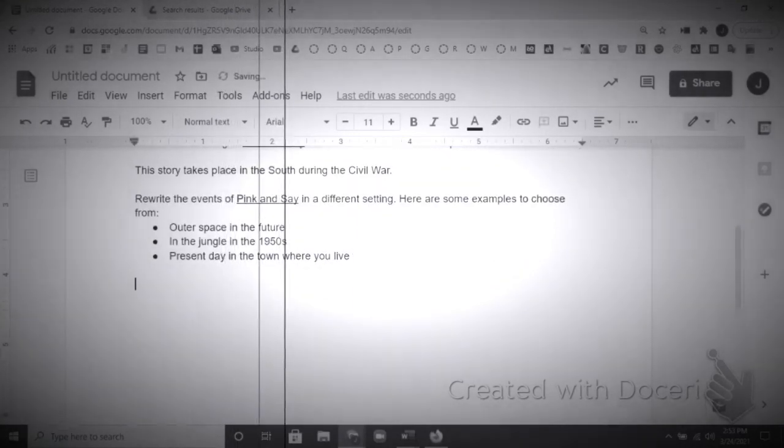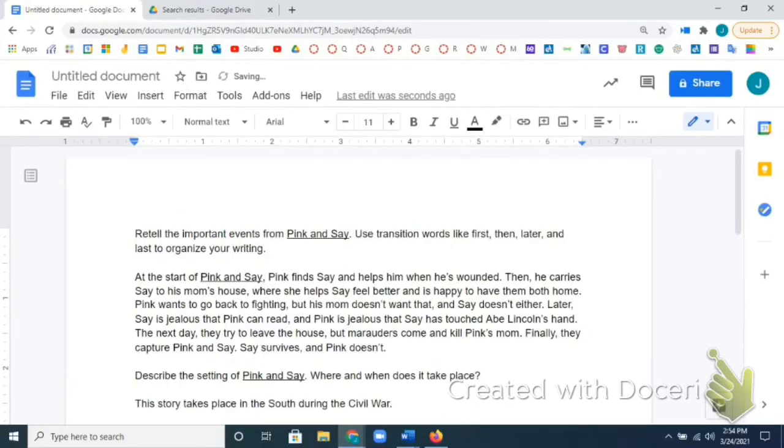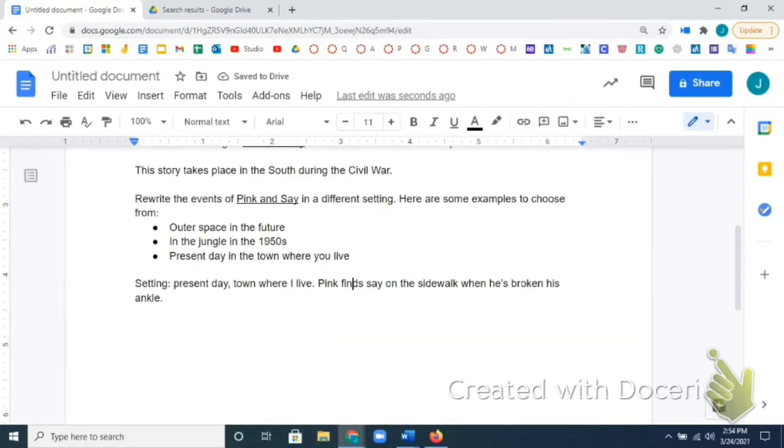Okay, so I'm reimagining. Let's say the setting is the present day town where I live. Pink finds Say on the sidewalk when he's broken his ankle. Right, the beginning of Pink and Say, Pink finds Say when he's wounded. So I'm going to say Pink finds Say when he's wounded, but he's not. There's no war in the town where I live right now. So instead, he's going to find him when he's injured from breaking his ankle.